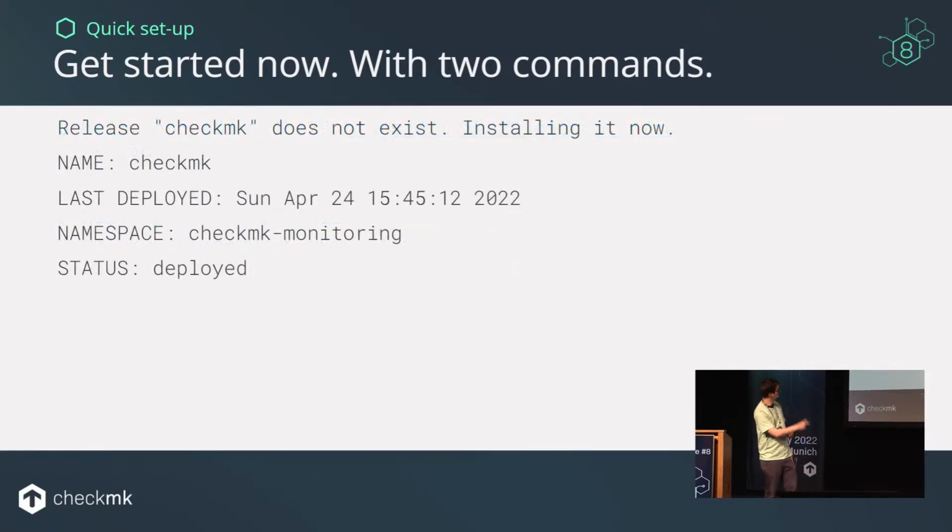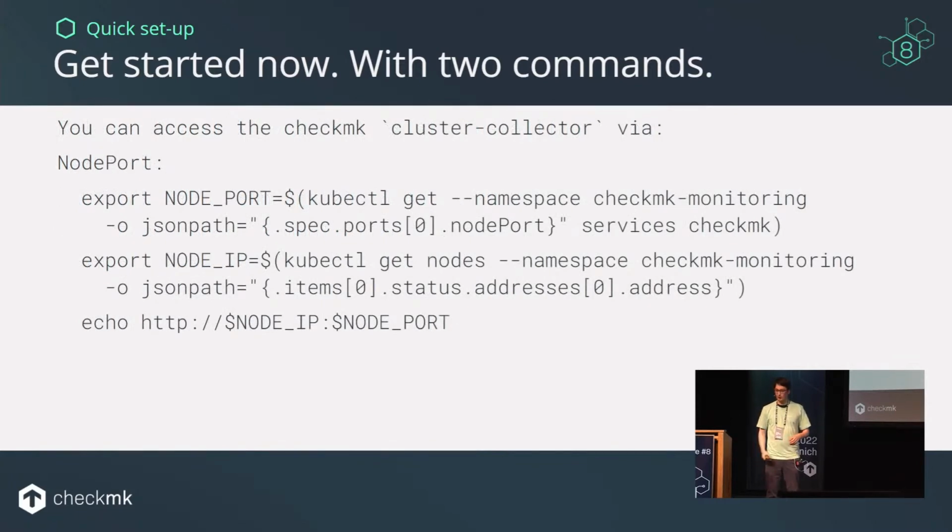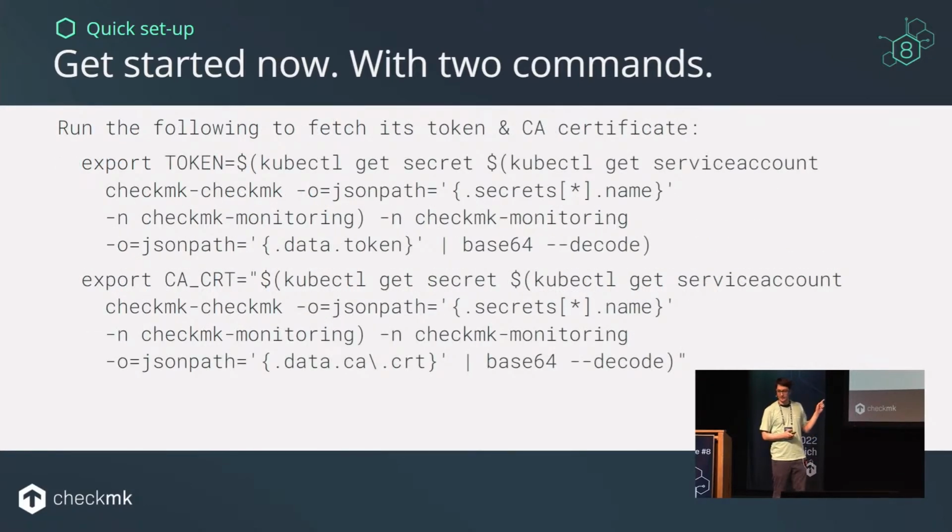It doesn't stop there. It will tell you, of course, hey, wasn't there, installing it now, deployed, nice. And it goes even further. You can also see how you configured your cluster to be available, because the collector somehow has to send data to the outside. And you can basically see directly where it is available or connectable. But not only that, for configuring the connection in Checkmk, you always need a token and certificate, and you get the commands which apply to your specific installation directly, so you can just export them and copy them into Checkmk. So less work for you, more fun for everyone.